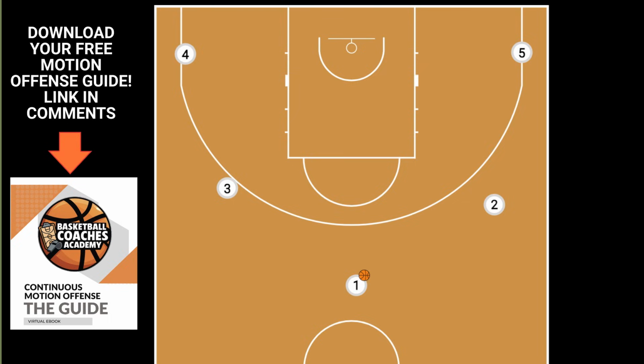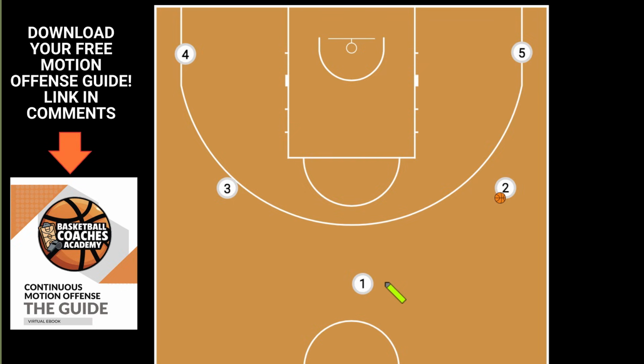Okay, so for the sake of this, let's say we get some sort of cut, maybe a little V cut into the key and out to get open, right? Number 3 is doing the same thing. Let's say number 1, to keep it on the right side of the floor, gets number 2 open. The ball goes to number 2. Well, now it's on number 1. Number 1 just got rid of the basketball. Now it's on them to initiate some sort of movement.